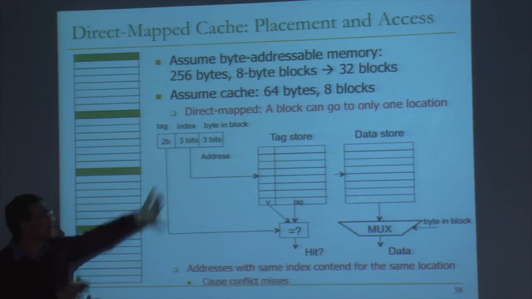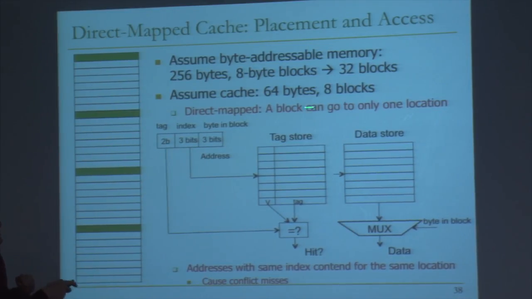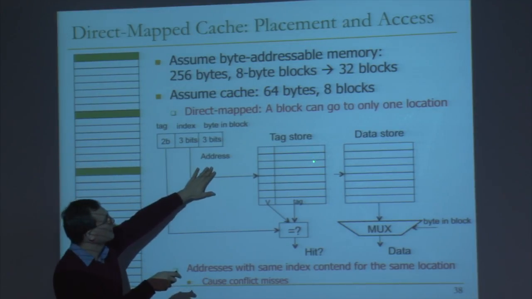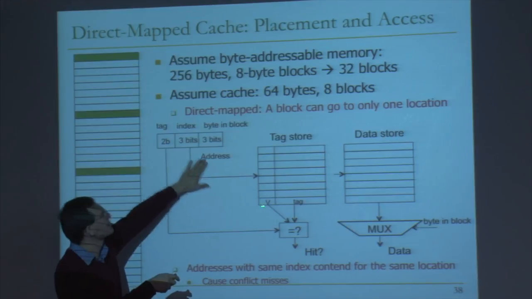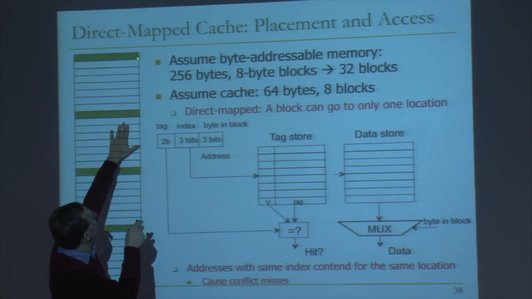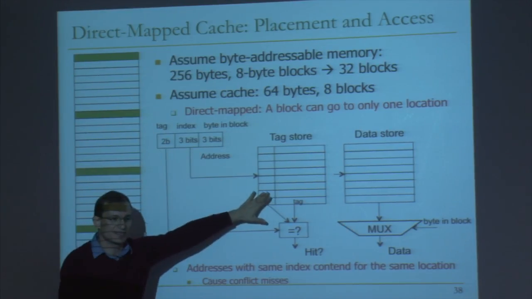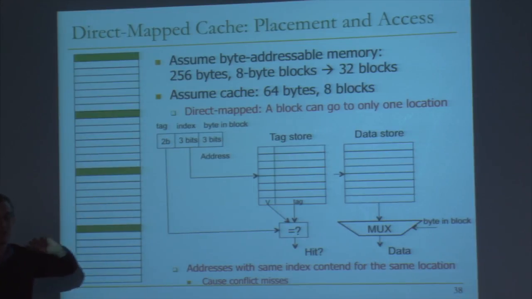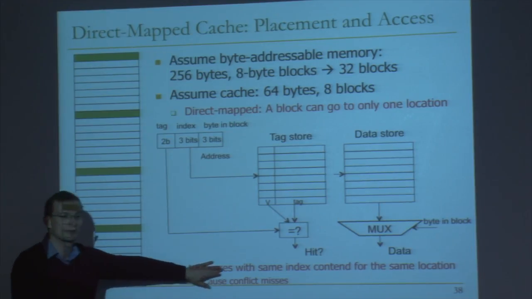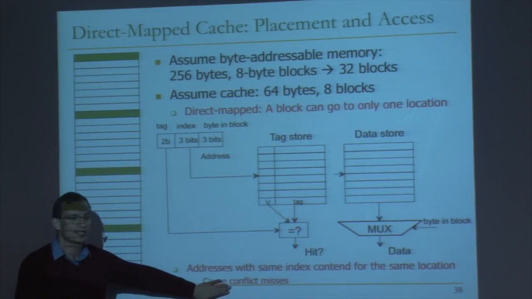Okay? That's why this is called a direct map cache. A block in memory can be stored only in one possible location in the cache, one possible index. Even though you can house 8 blocks in the cache, you cannot map any block flexibly to any location. The index bits of the address determines the location. And that's the downside of the direct map cache. Addresses with the same index contend for the same location. And they cause conflict misses.